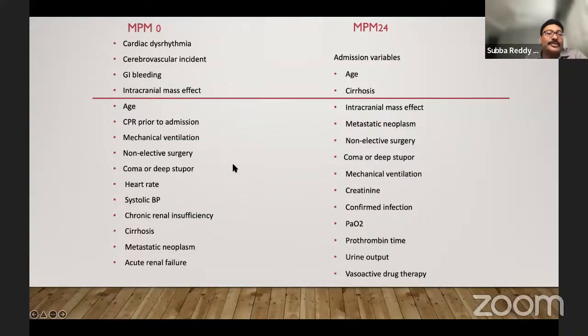So at the time of admission, you monitor whether the patient has arrhythmia, cerebrovascular incident, GI bleed, intracranial mass effect, CPR prior to admission, mechanical ventilation, non-elective surgery, coma, deep stupor, heart rate, systolic BP. And after 24 hours, again you see if there is any intracranial mass effect, metastatic neoplasm, non-elective surgery, and what is the PaO2, the creatinine, the urine output, and the vasoactive drug dose.